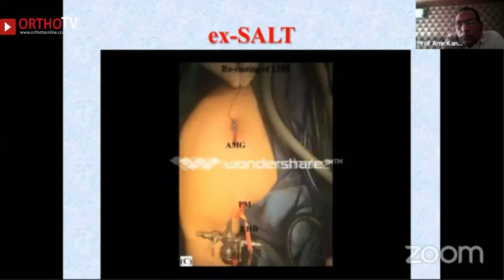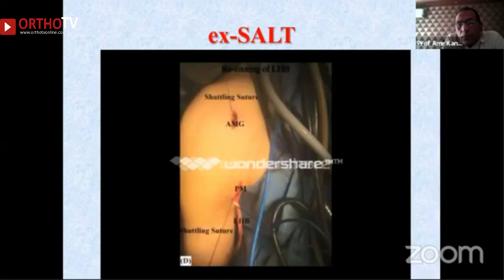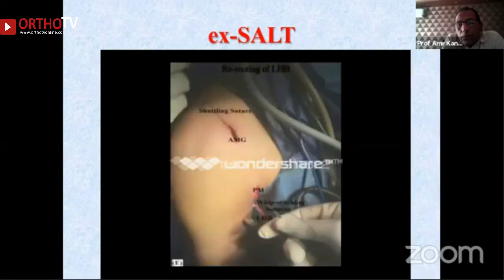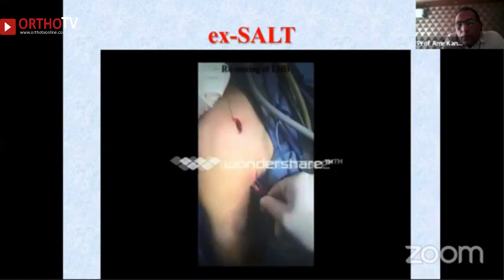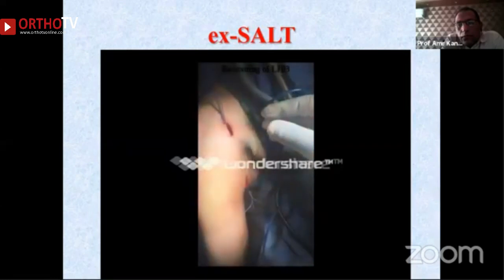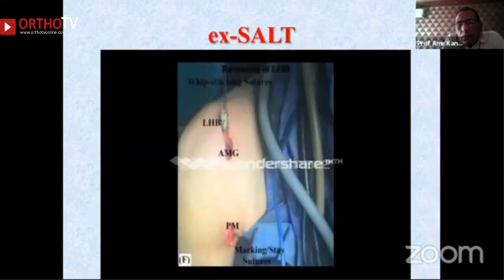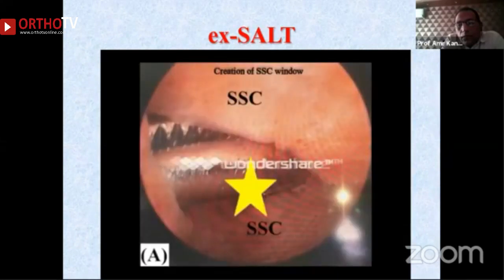The arthroscopic trocar is removed from its sheath, through which a shuttling suture is passed to appear deep to the pectoralis major. The sheath is then removed, and the shuttling suture is fed to the whip-stitching suture and pulled out of the anteromedial portal in order to deliver the long head of biceps tendon out of the anteromedial portal.